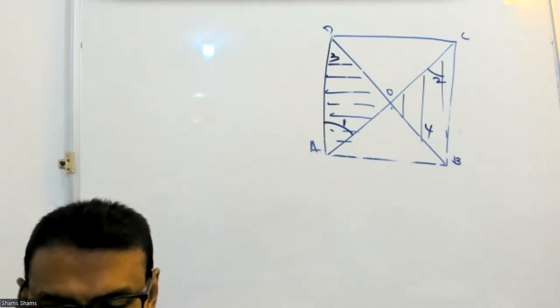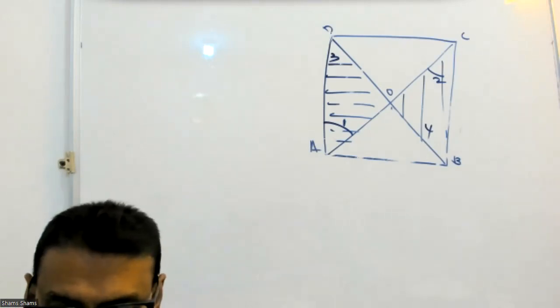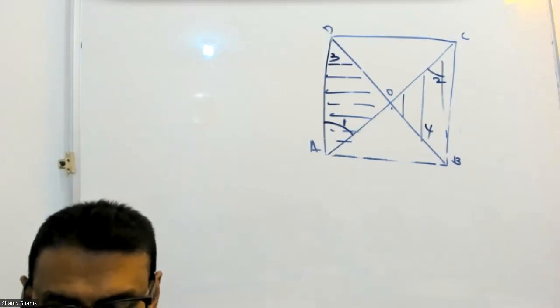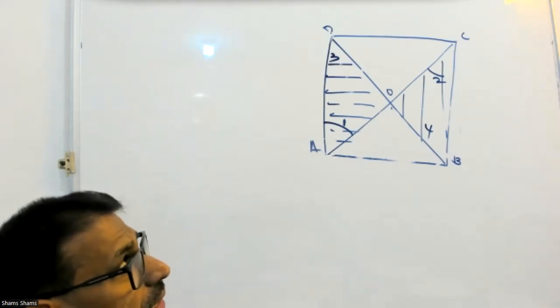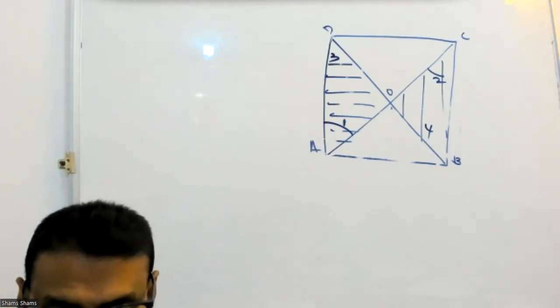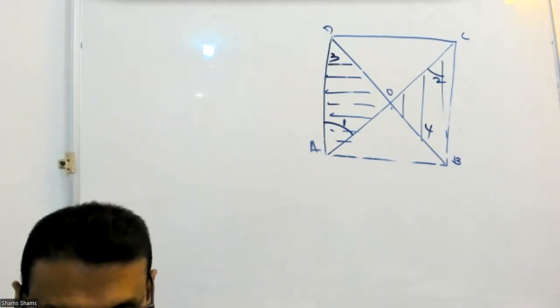Let me see. Any idea? Dheeraj, Rehya, Simra, Samya. What do you show now? AC perpendicular to DB.